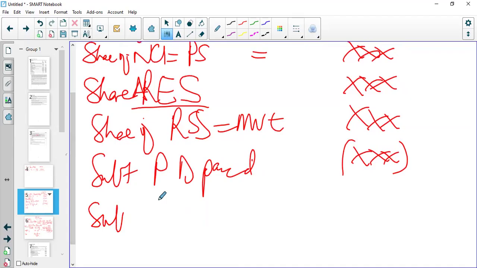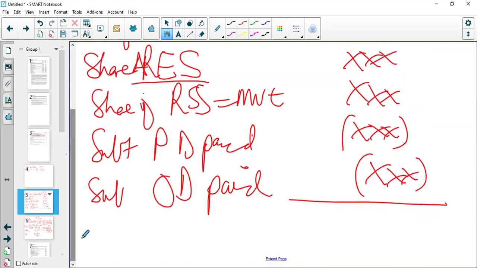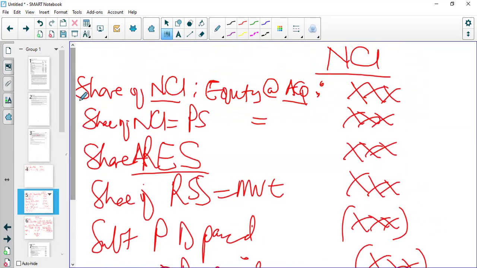Then we subtract the ordinary dividends paid as well, like that. And then we will have the value of the NCI at the end. So these are principles that we need to look out for. So in this particular case, let's start with calculating what?